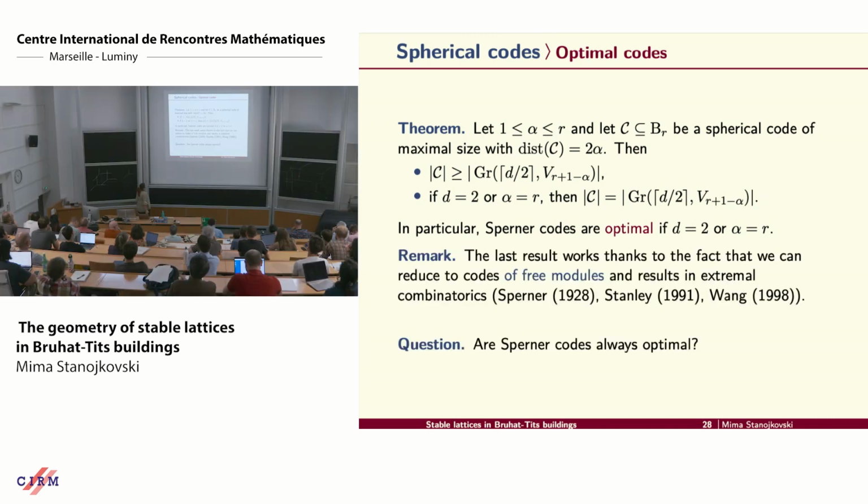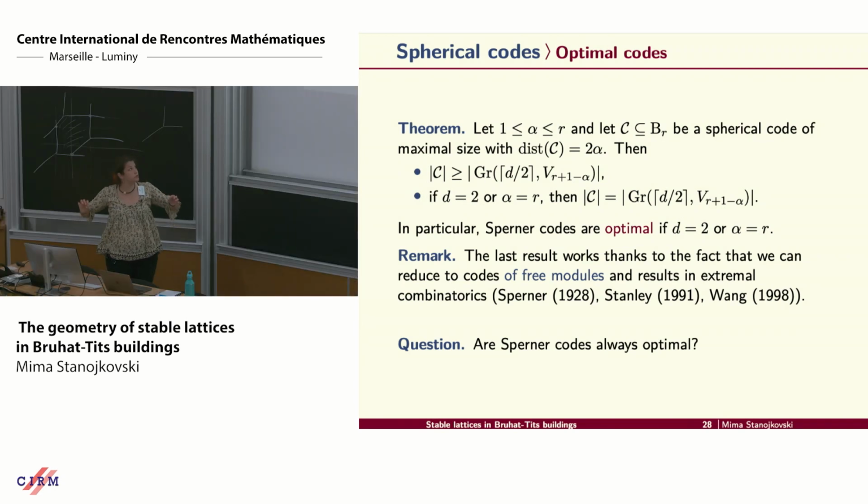And how do we prove these results? In these extremal cases, we manage to reduce them to looking at modules that are really free. So for d equal to 2, these modules on the boundary will always be free modules. But for alpha equal to r, this does not have to be the case, but you can change your code in such a way that you deal with free modules, and then you use results from extremal combinatorics to prove that this is the best you can do by looking at anti-chains in Grassmannians.